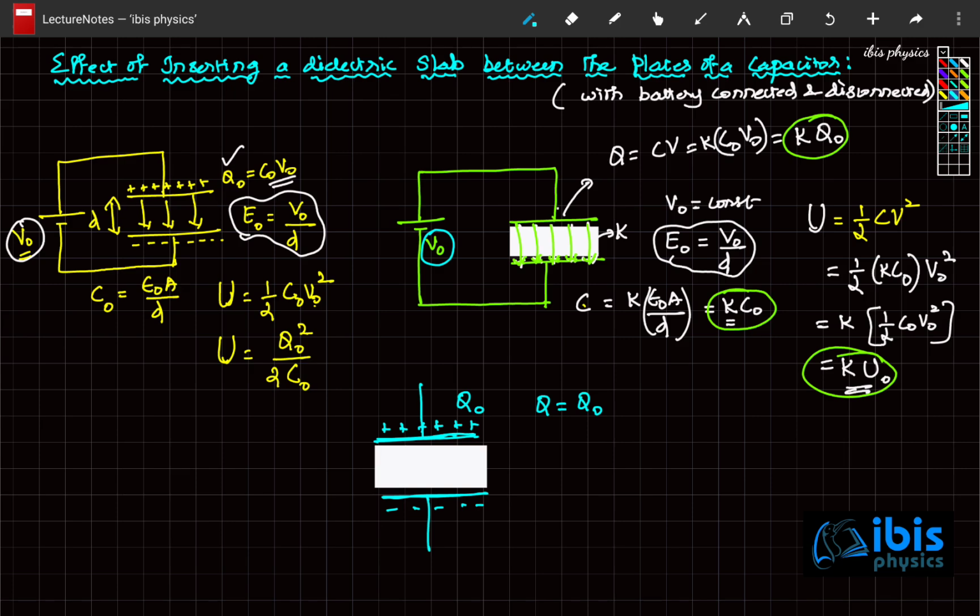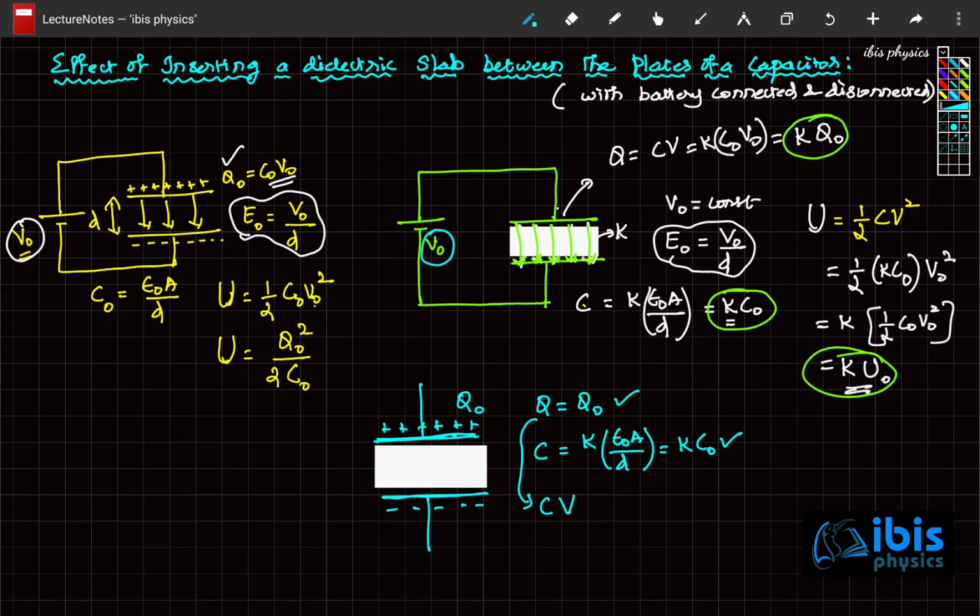Capacitance. With the dielectric slab inserted, capacitance is K times epsilon naught A by D. In this case also, capacitance becomes K times C naught. So here charge remains constant, and capacitance becomes K times C naught. And what about the potential? We know that charge Q is equal to CV, with C and new potential V.